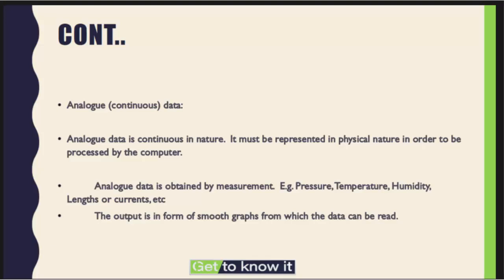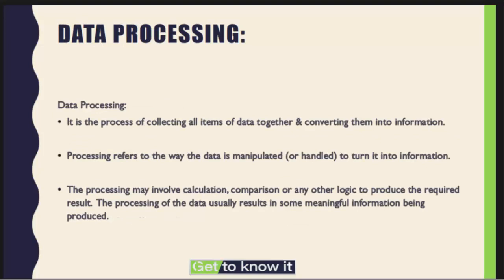So as we look at the different types of computers, we are going to see the computers that usually handle the analog data, and we are going to see that always the output is in form of graphs. So the information will not be represented in numbers or letters. So you're just going to read a graph and understand what the output is.